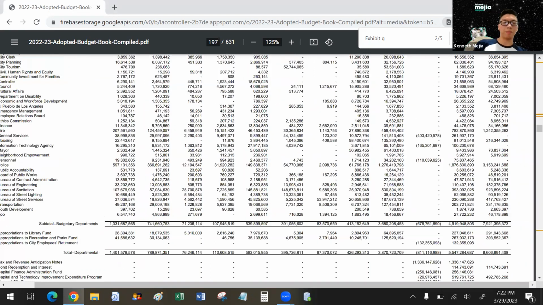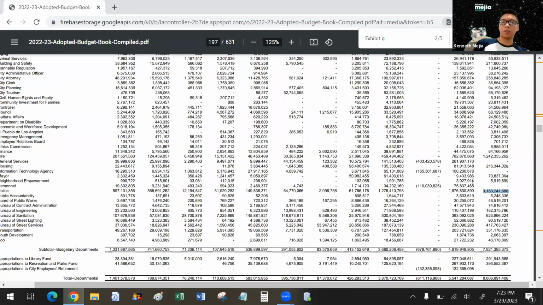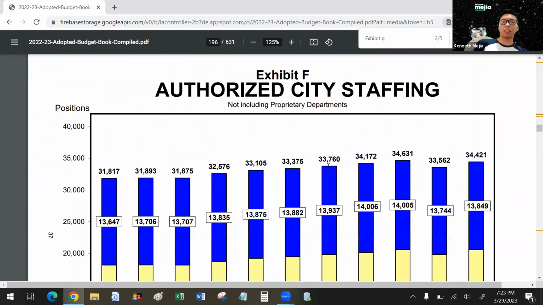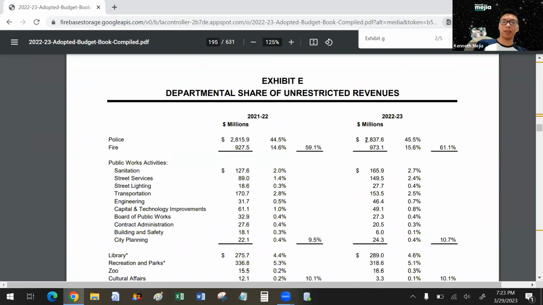So as you could see here, this 2.837 billion is the unrestricted part of their total. If we go down to Exhibit G, of their total 3.15 billion. So we know that their total department budget is 3.15 billion. And if you ask me, Kenneth, how much of that is unrestricted? You go up here to Exhibit E, and then we say, okay, of that amount, 2.837 is unrestricted. And then the other close to 300 million is restricted revenue. So they have to be spent specifically for a certain purpose in the police department.